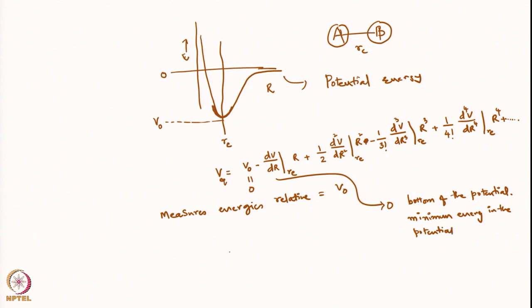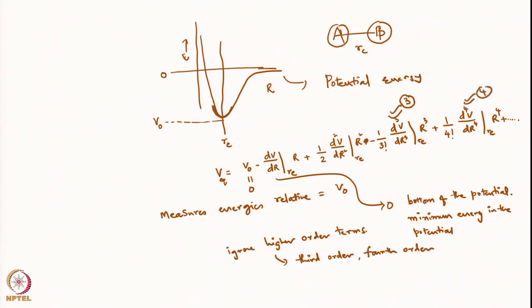Then you are left with, and if I ignore higher order terms, that means I'll ignore third order, which is this, and fourth order, which is this. Ignore means basically going to 0. So, I'll take this to 0 and this to 0. What I'm left with is V equal to half d square V by dr square evaluated at R_e, times R square, where R is the intermolecular distance, or interatomic distance in this case.